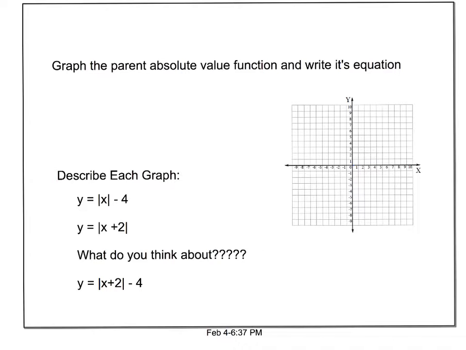Remember, its vertex is at the origin (0, 0). It rises 1 and runs 1 in the right direction, and it reflects and does the same thing in the left direction. So you end up with the shape that looks like a V. Now we learned this in the previous video. What does this minus 4 do to this parent function that I just drew?